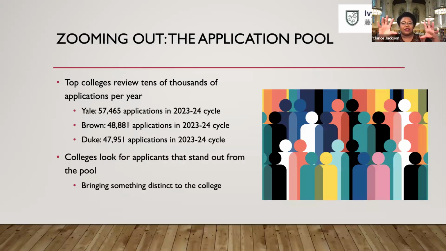So if we're going to zoom out really big, there's the application pool. Top colleges receive tens of thousands of applications each year. So this past cycle that just ended, Yale received 57,000 applications. Brown received about 49,000 applications, and Duke received about 48,000. So that's a lot of applications for not a lot of seats in the university.